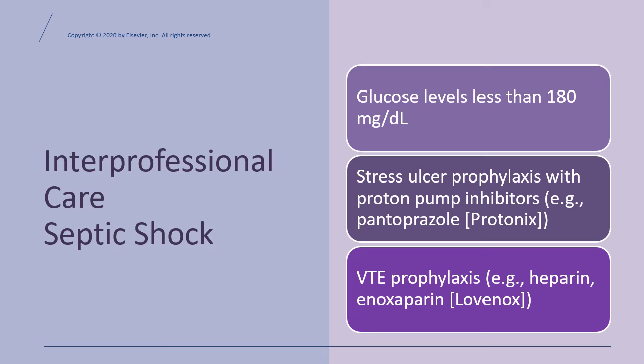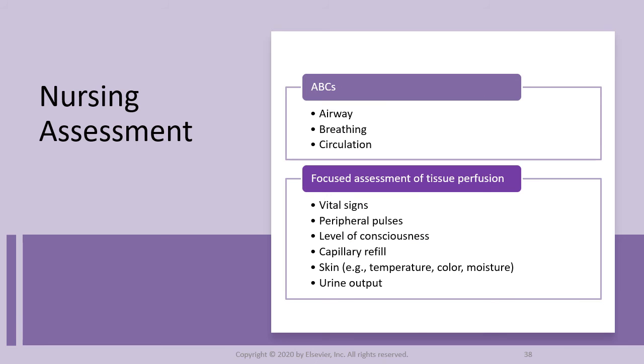Glucose levels should be maintained below 180 milligrams per deciliter for patients in shock. Monitor glucose levels in all patients in septic shock according to protocol. Stress ulcer prophylaxis with proton pump inhibitors, such as pantoprazole, and VTE prophylaxis with heparin or enoxaparin are recommended.